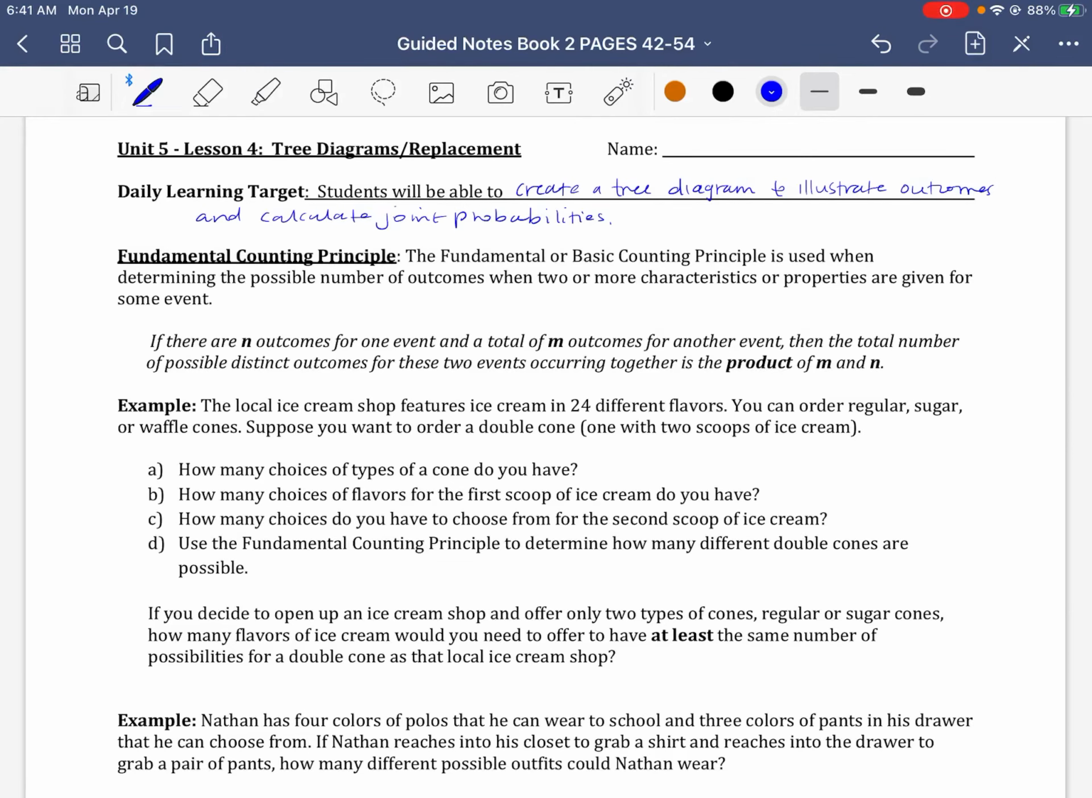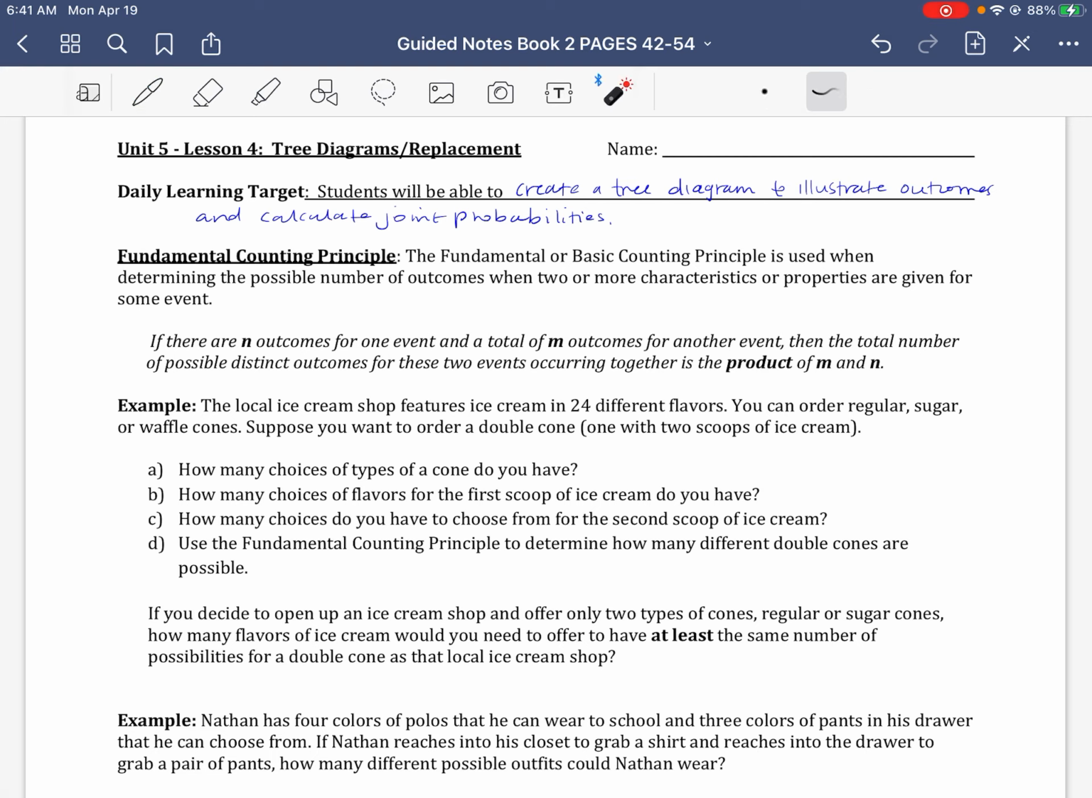Okay, in today's lesson, we are going to cover what we call tree diagrams. Tree diagrams are just another way to represent possible outcomes. They contain the probabilities, and we'll talk about how they help us find those joint probabilities and consider all possible outcomes.